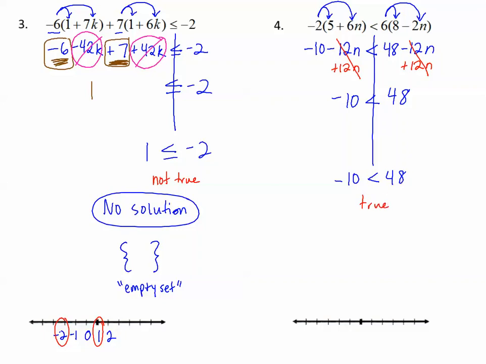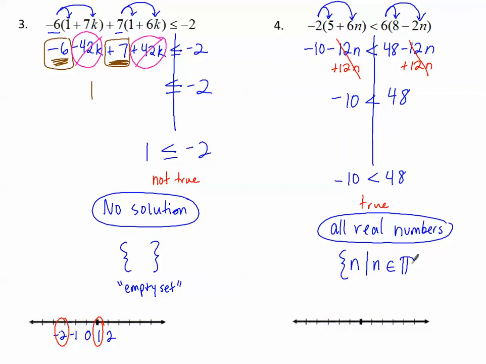So if the variable is gone and we end up with a true statement with numbers, then our answer is all real numbers. Remember, we had that with equations. Another way to show that is with the squiggly bracket. N, since our variable is n, so we will say n such that n is an element in R, the all real number set. And when we graph it on our number line, it's the entire number line. No starting or stopping points anywhere. It's all of the points. Any number you pick will be a solution to that inequality.